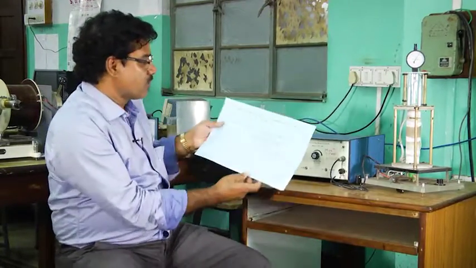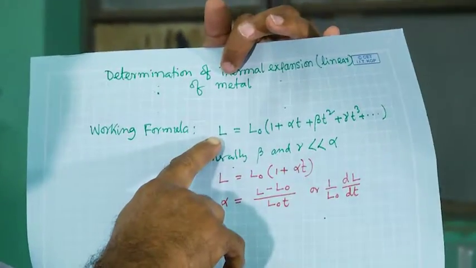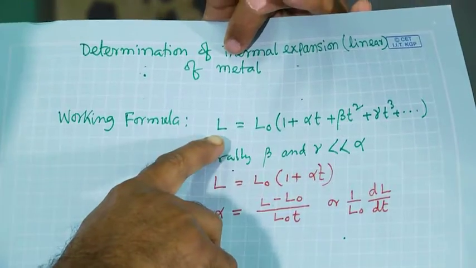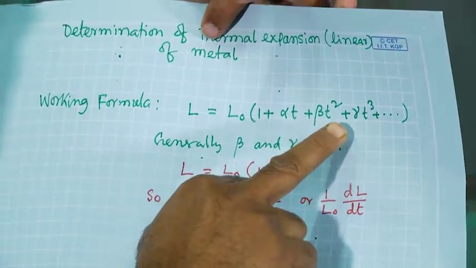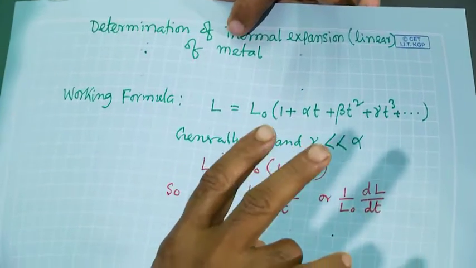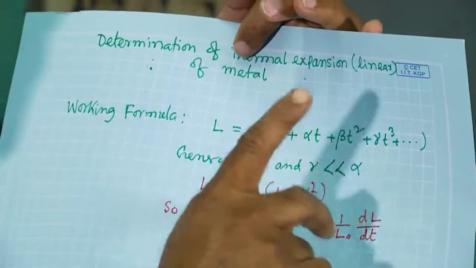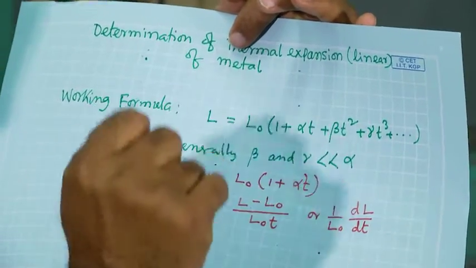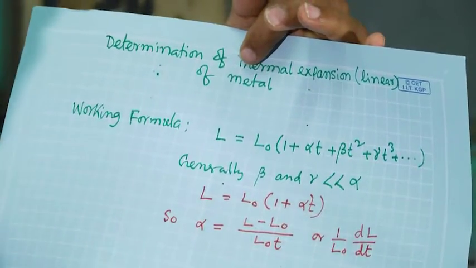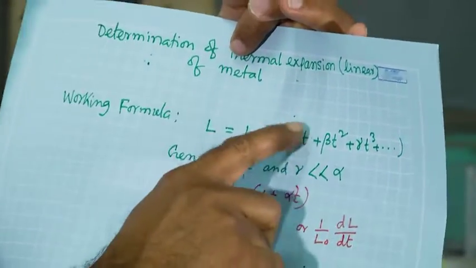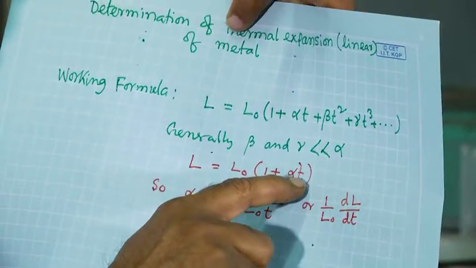And now, that working formula is very, very simple, right. This linear expansion expression: L equal to L0 (1 plus alpha t plus beta t square plus gamma t cube, etc.). So, generally alpha, beta and so on are thermal expansion coefficients; this is the first order, this second order, third order. The beta, second order and third order coefficients are very small compared to the first one. So, that is why generally we keep up to the first order.